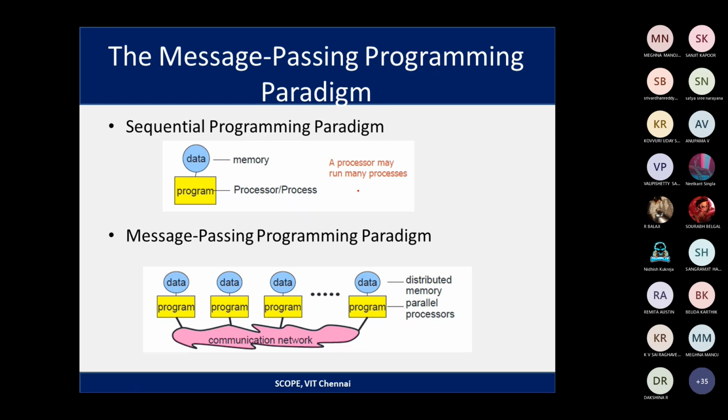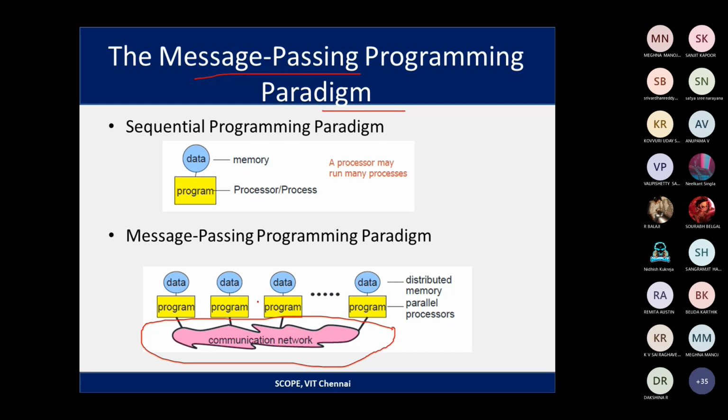MPI is nothing but an interface for message passing programming. So it is the message passing programming paradigm, that is our MPI. The only difference between the sequential and message passing paradigm is that there will be a communication network which is connected to the parallel processors. All those processors can communicate via that network, and you can see that the memories are distributed. We have parallel processors which communicate over the network.